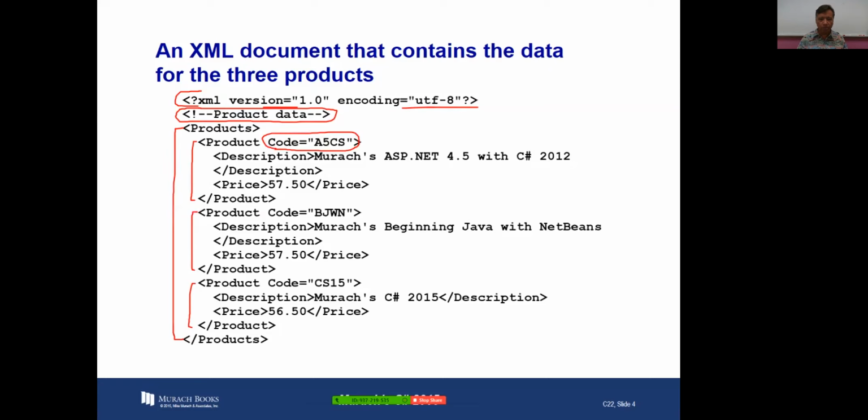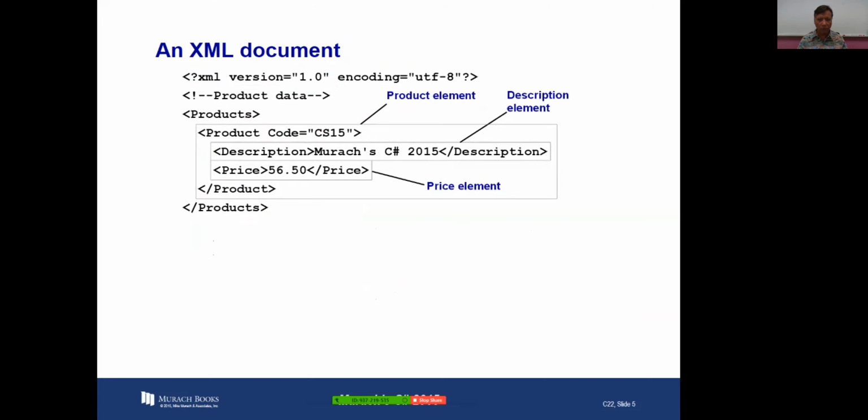And then these are the fields inside the products, fields of the product. For your assignment, you're not going to even need this. You're just going to use this part, and you're going to have a bunch more inside there. So this is a product element. This is a description element. This is the price element. These are elements.